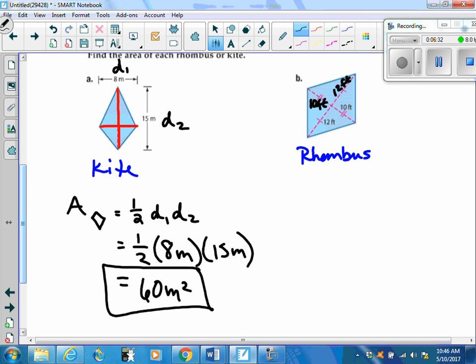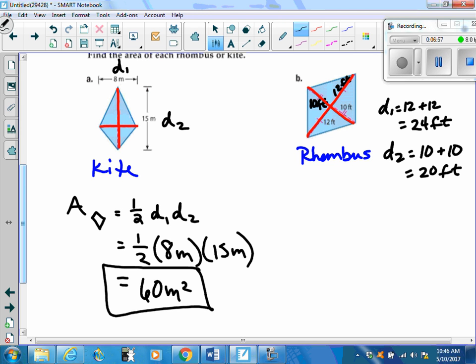So that tells me that, again, I'm going to let that be diagonal 1. Diagonal 1 is 12 plus 12, which is 24 feet. And diagonal 2, I'll make this one 2, is 10 plus 10, which is 20 feet. So there are the lengths of my diagonals. So I had to do a little bit of work before we could get started.